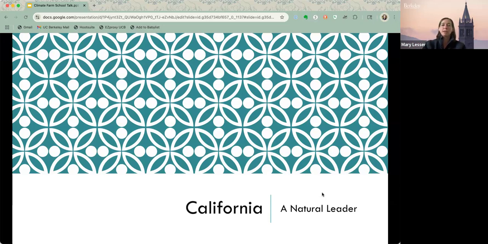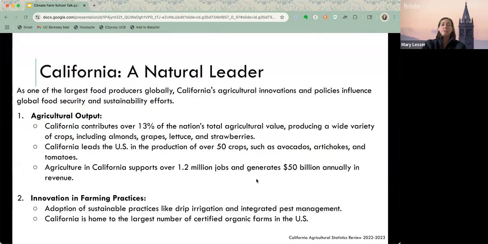So it's no surprise, particularly for food and nutrition policy and initiatives, that California is a natural leader. First and foremost, it's one of the largest food producers globally, and it has served as a natural leader in agriculture and a pioneering force in progressive food and nutrition policies. Looking from that agricultural lens, California contributes over 13% of the nation's total agricultural value, producing a wide variety of crops, including almonds, grapes, lettuce, and strawberries.